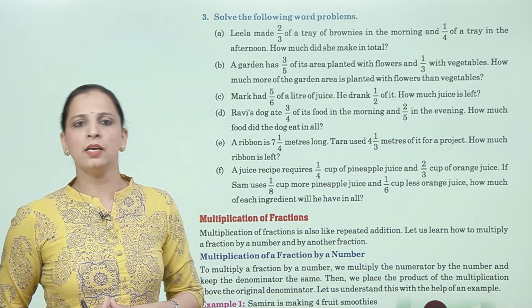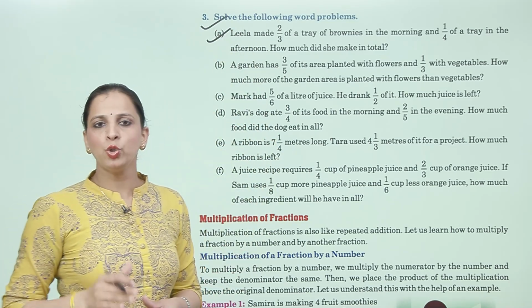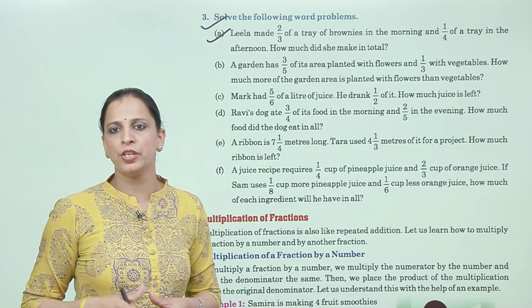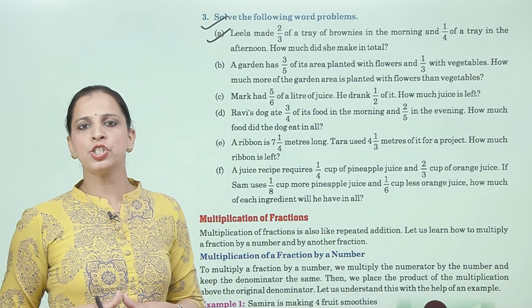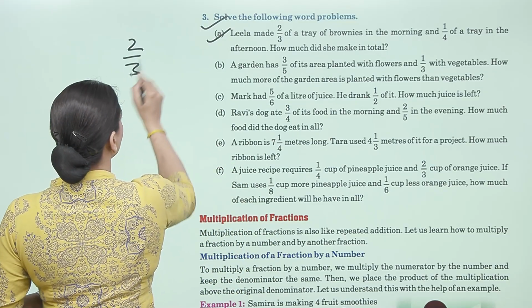Now solve the following word problem. A part. Leela made 2 by 3 of a tray of brownies in the morning and 1 by 4 of a tray in the afternoon. How much did she make in total? So we have to add both the fractions.